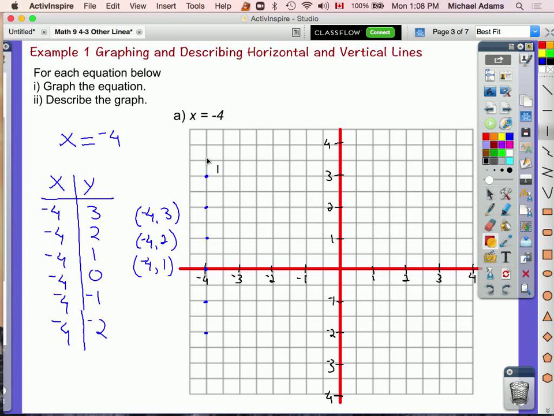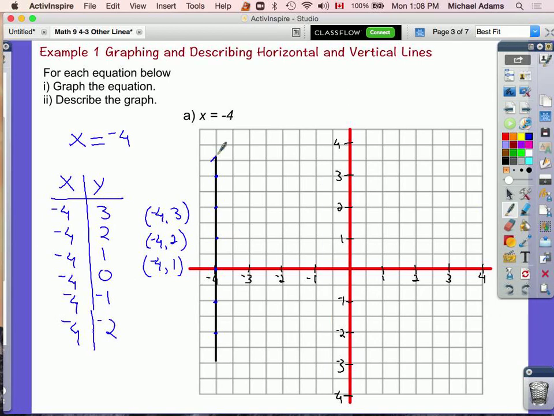And now remember, when we do a relation, we can always just extend the line. Because what does that mean? That means that the line goes in both directions forever. There is my relation. What is this graph of? This is a graph of x is equal to -4. So we'll label the relation on the graph.